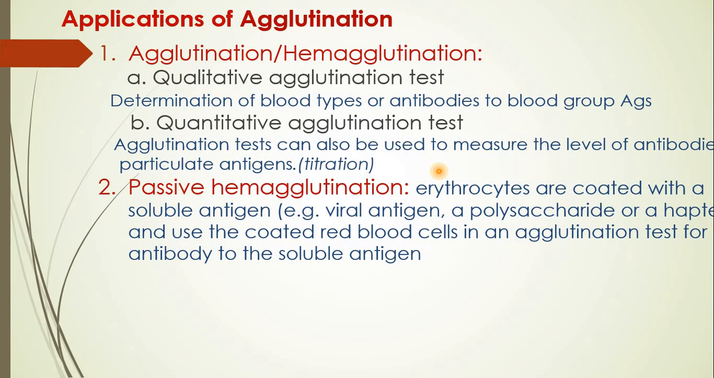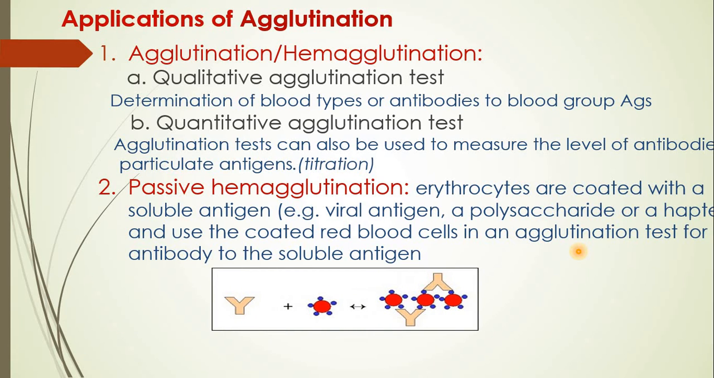There is also passive agglutination reaction wherein erythrocytes are coated with a soluble antigen. Now this soluble antigen could be a viral antigen, or a polysaccharide, or a hapten, and is used to coat the RBC. And this coated RBC brings about the agglutination test for an antibody to the soluble antigen. So this is called passive agglutination. This is the diagrammatic representation of passive agglutination.